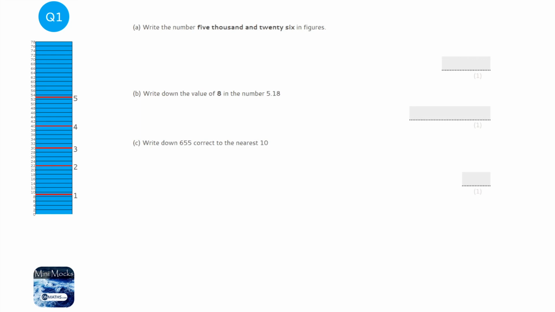When we're asked to write a number in figures, it just means as numbers. So we've got 5,026. We need a 0 there as a placeholder. So you're just going to write 5026.